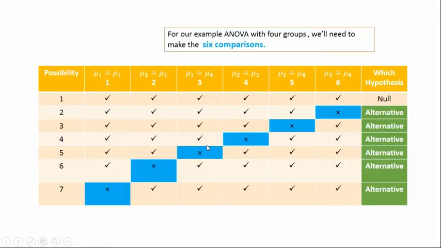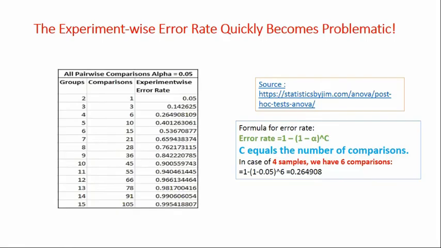How to control this error rate? If I would like to make 6 comparisons, my error rate will increase. If I perform this test separately, and this test separately, and this test separately, the error rate grows, so I will not perform them separately. I will use post hoc here.